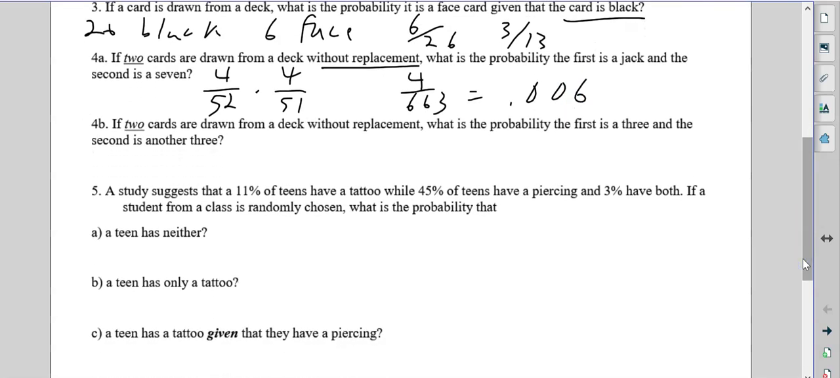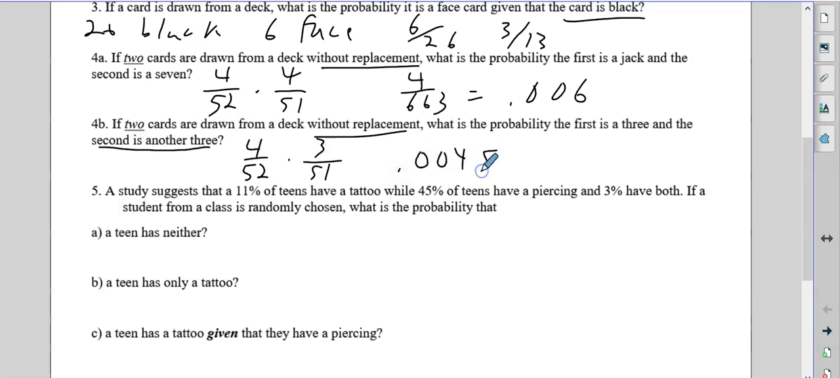If 2 cards are drawn from the deck without replacement, again, what's the probability the first is a 3 and the second is another 3? Now this is different. So there's 4 3s and there's 52 cards. Now the second pull, there's only 51 cards, but since we're looking for a second 3, there's only 3 of them left because you already pulled one out. That ends up being 0.0045, or if you convert it, 1 out of 221. Now, I'll tell you, that 0.0045 is rounded, so if you actually took the decimal that you got in the calculator and did that, it'd be 9 over 2,000.